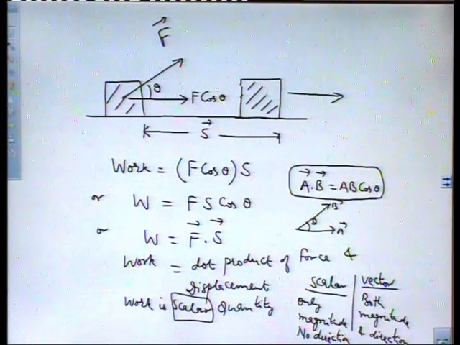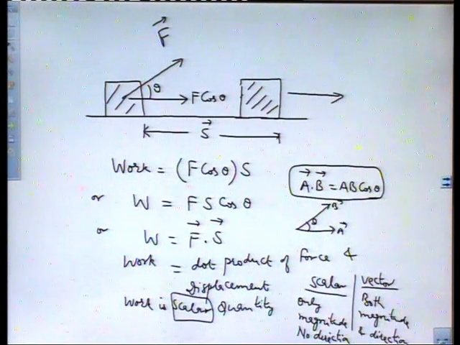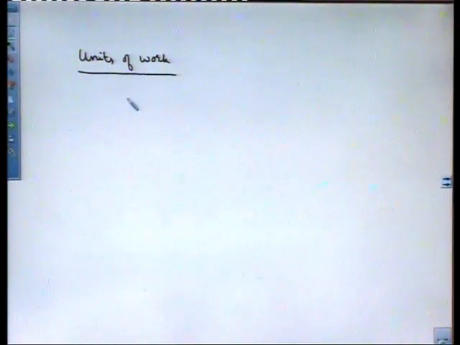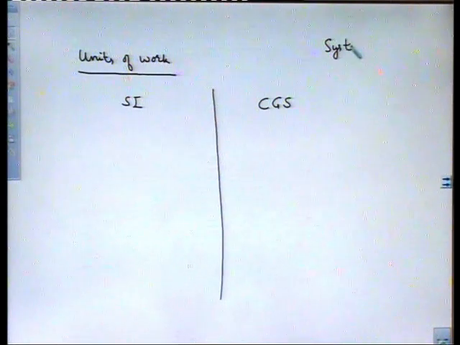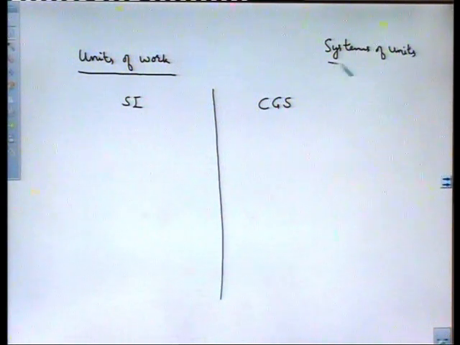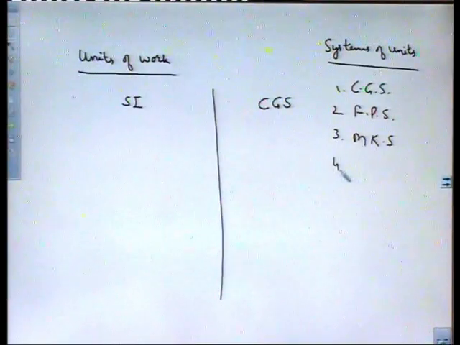This basic knowledge is required for understanding the concept of applied physics. Different terms are used. So, we have studied about work. What is work? Work is equal to the dot product of force and displacement vectors. Now if we come to the units of work, we have two systems. One is called SI, another is called CGS. In your first chapter, you must have studied the systems of units. There are four systems: CGS system, FPS system, MKS system, and last SI.